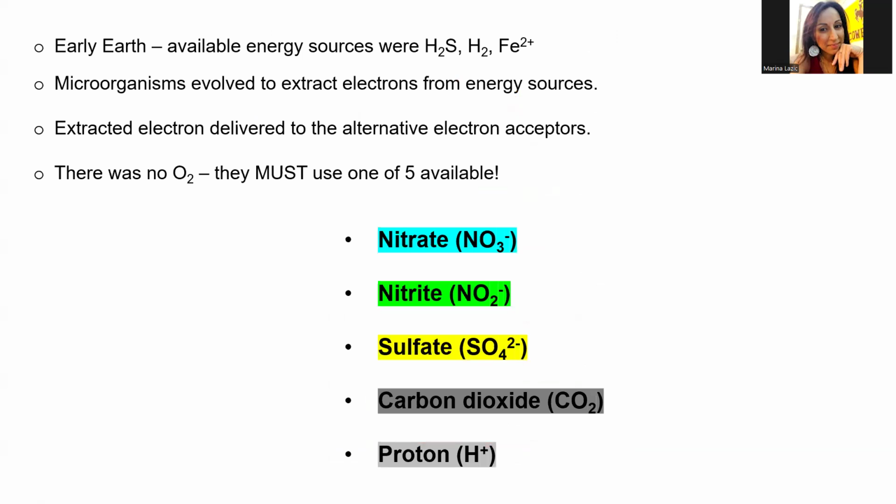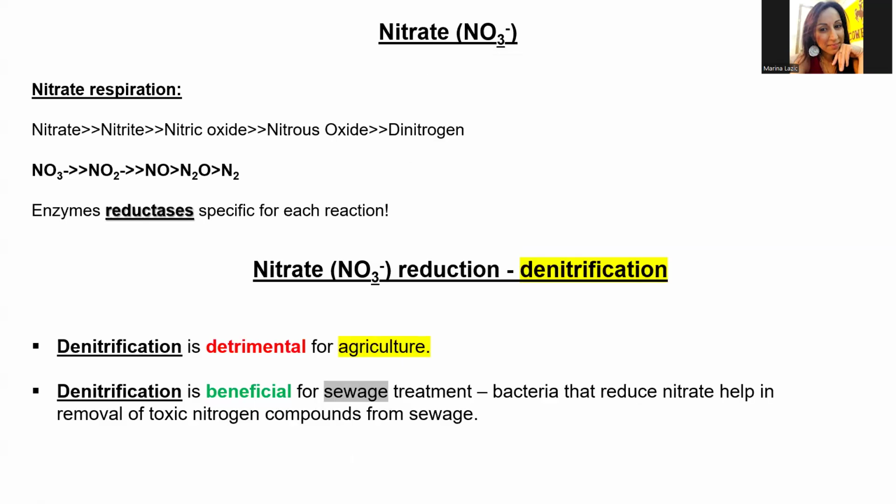When we think from an evolutionary perspective, earlier the Earth was overloaded with hydrogen sulfide and iron 2+, and microbes evolved mechanisms to extract electrons mostly from these three components because they are highly reduced. Again, know that they couldn't respire oxygen because it wasn't available. So all these five terminal electron acceptors you have to know.